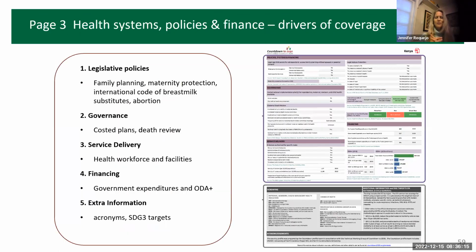Oh, back, perfect. So this slide, you've heard a lot from Teresa about the policy survey. So a lot of that data is reflected here. This third page provides information on specific legislative policies, on some key indicators related to governance. There are other issues here on service delivery, like, for example, human resource density. There is information on financing, both domestic and official development assistance. And then there's some additional information here to help the user interpret some of the acronyms and other types of information on the profile. Next page, please.